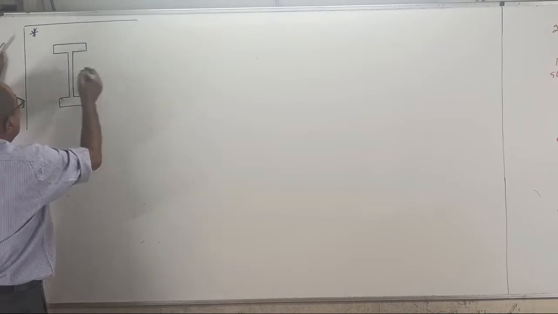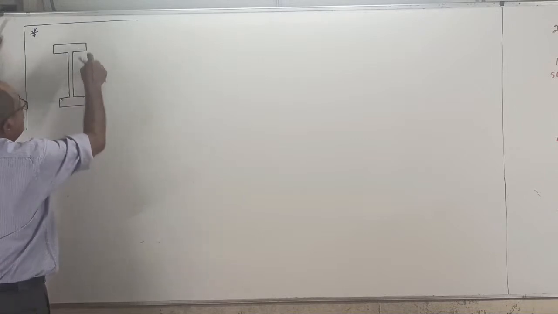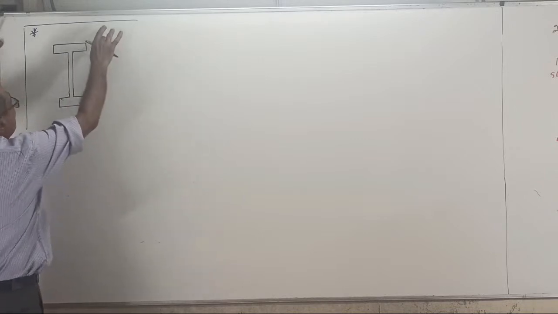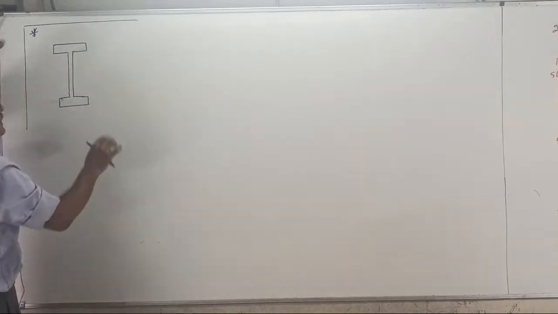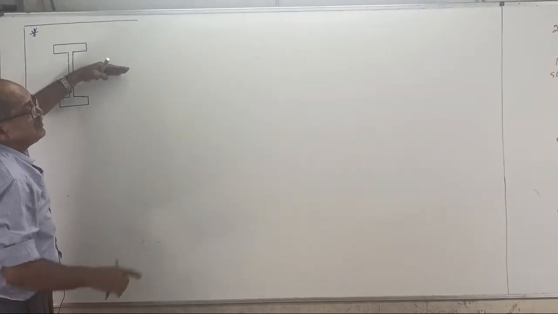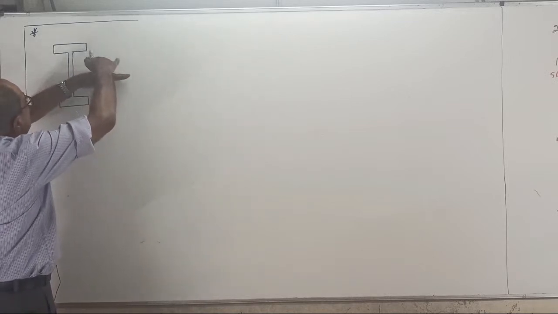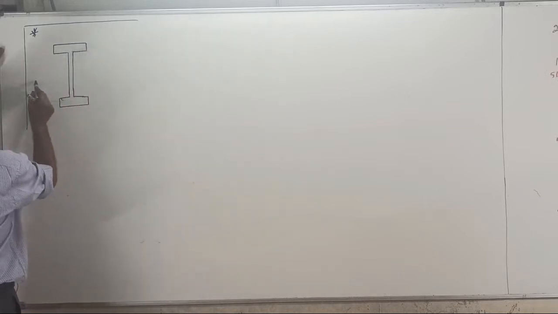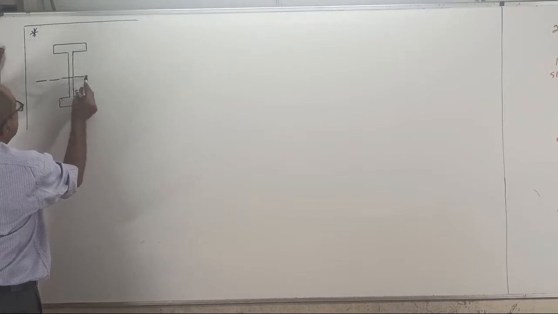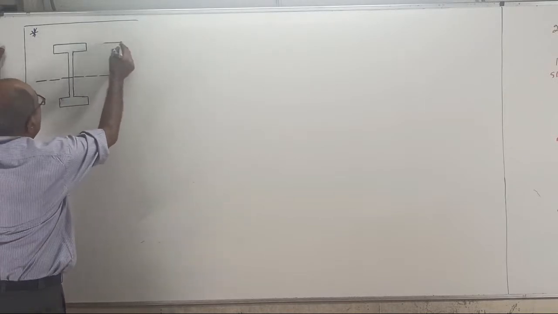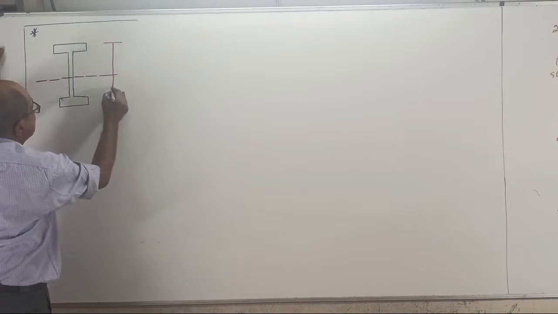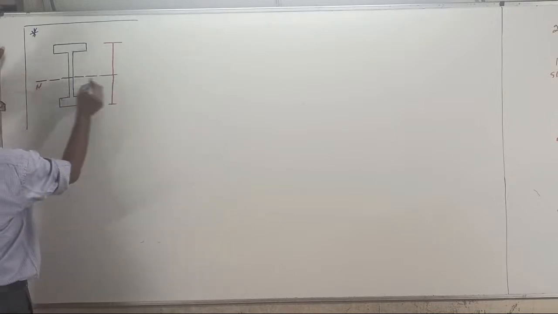Now, I do not want the center of the web. Total is 400. For the total 400, midpoint is 200. But Y bar came from the bottom as 187, slightly below midpoint. Now I want this distance and this distance. This is the neutral axis.